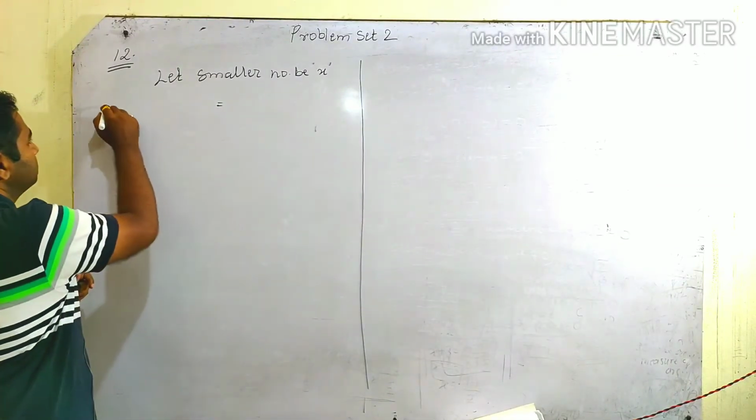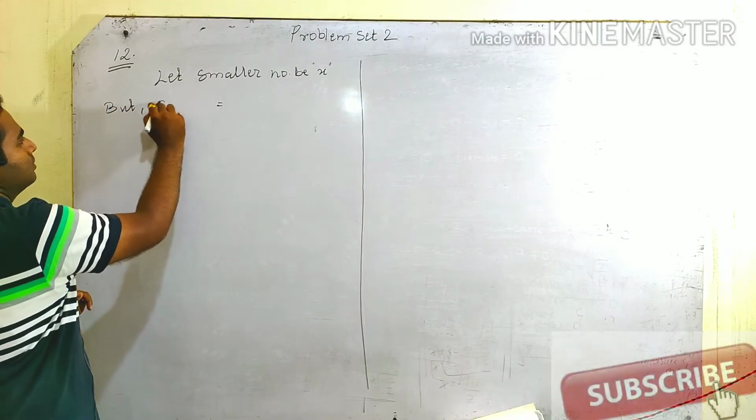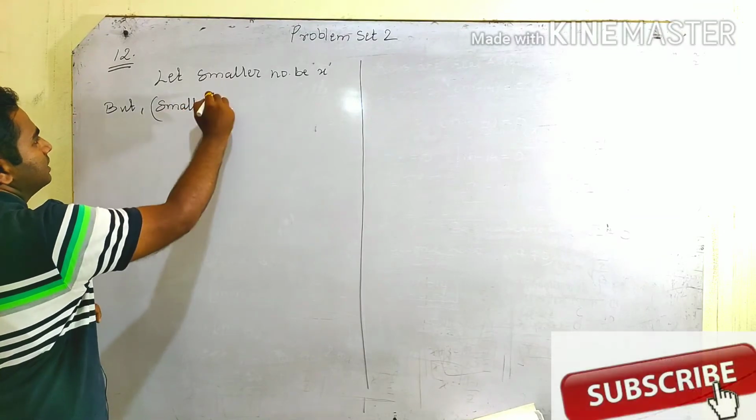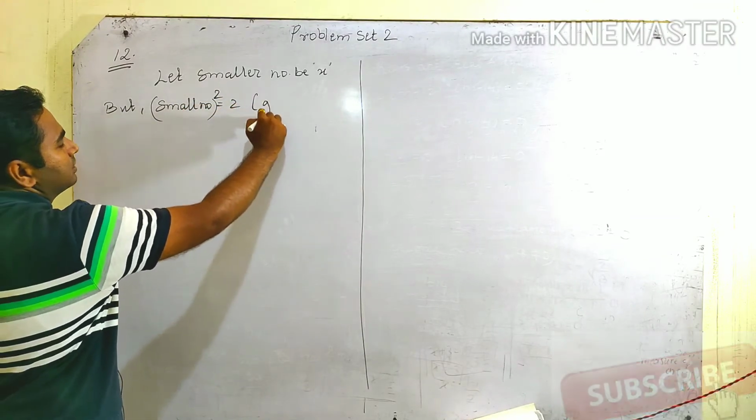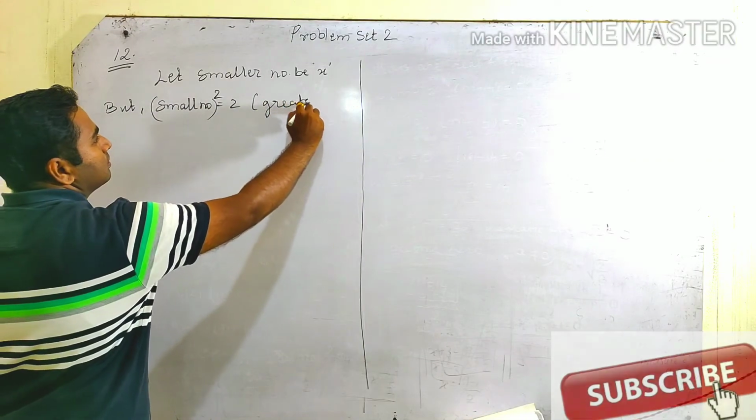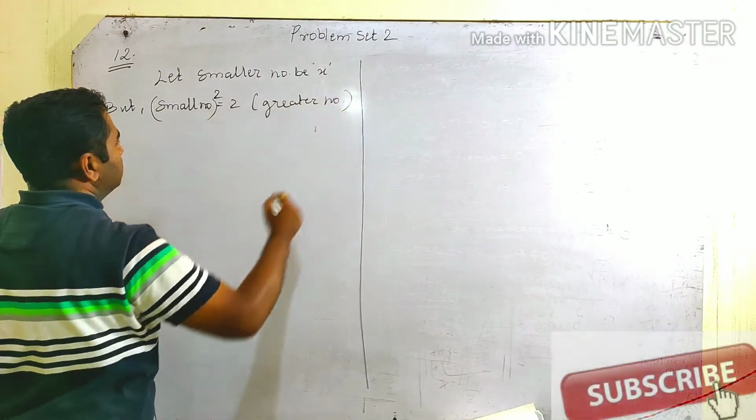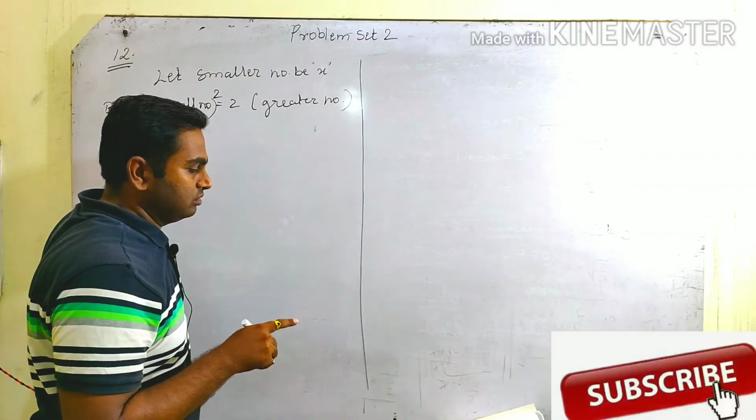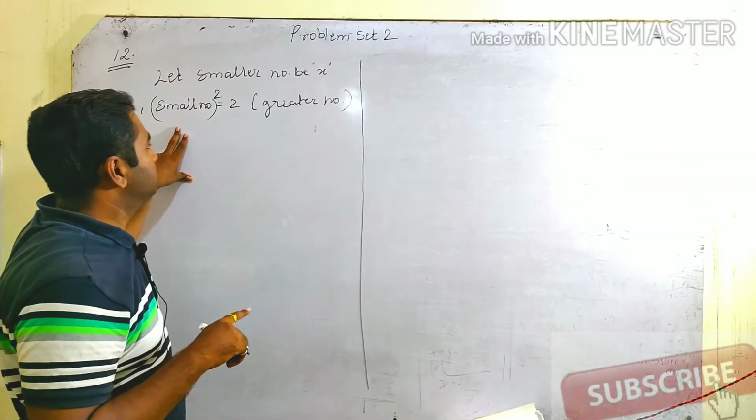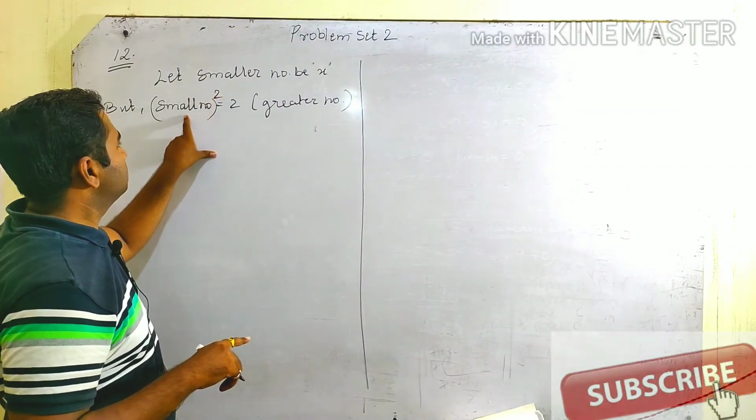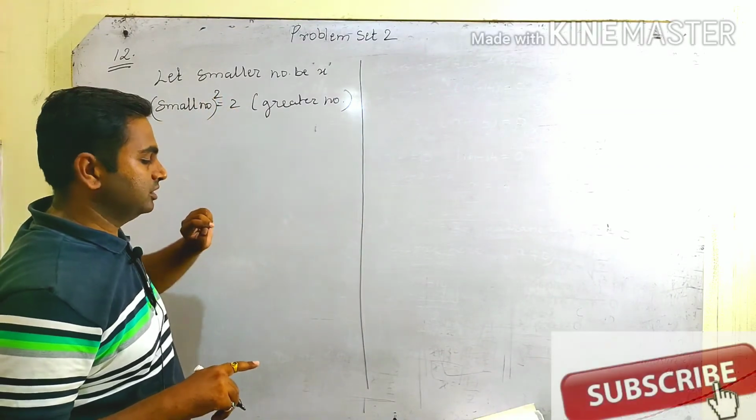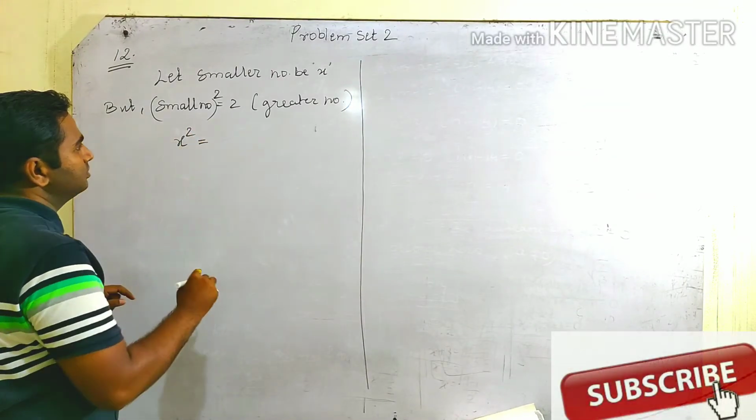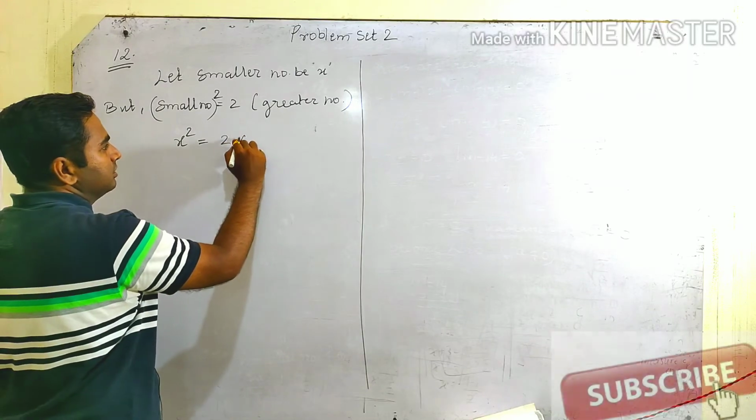We take the smaller number x, but one condition is given there. What is the condition? The square of the smaller number is 2 times the greater number. Okay, this condition is given in this example. See the second line, the square of the smaller number is twice the greater number. So we know that the smaller number we take as x, so x square is equal to 2 into the greater number.